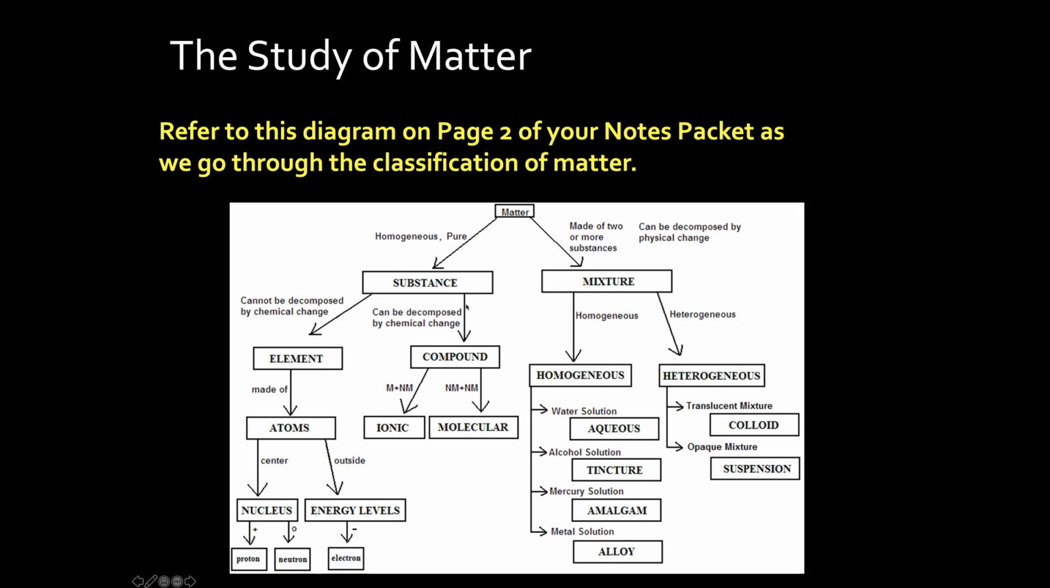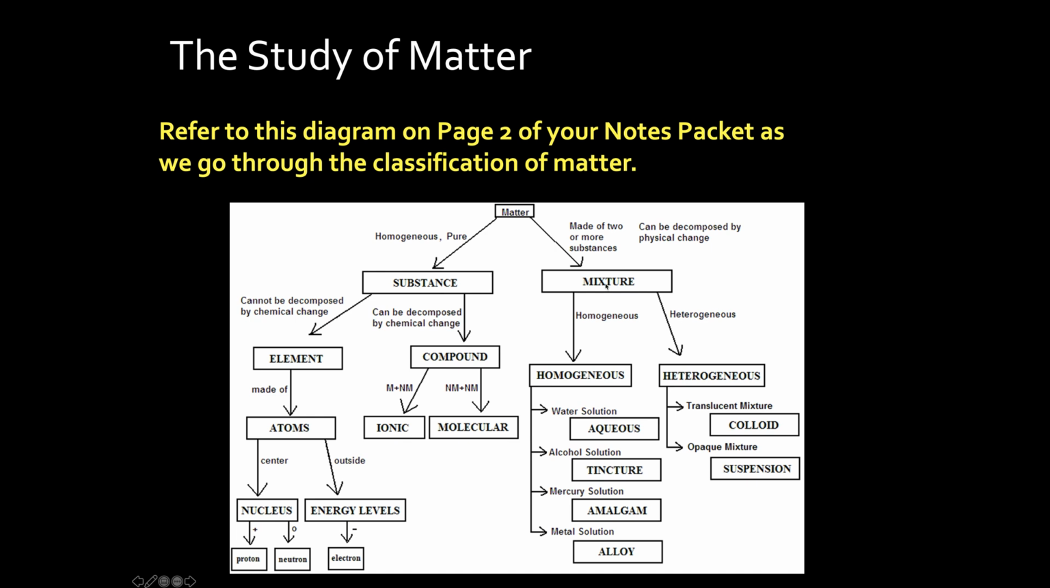If you can decompose a substance, then it's a compound, and there are two basic kinds of compounds. If the compound is made of a metal and a nonmetal, you'll be doing a unit on the periodic table later in the year, it's an ionic compound. And if the compound is made of nonmetallic elements only, it's molecular.